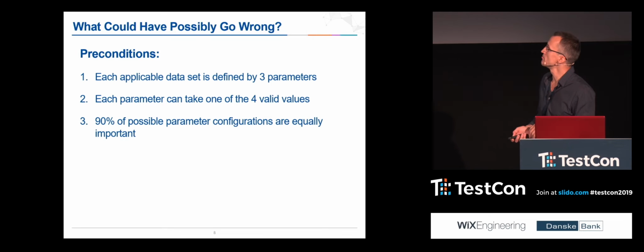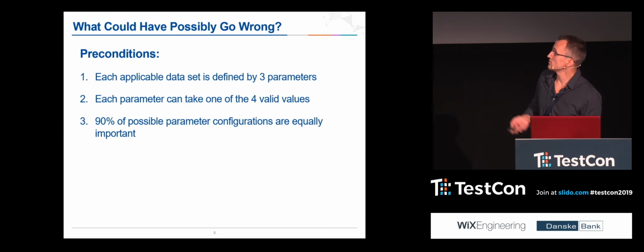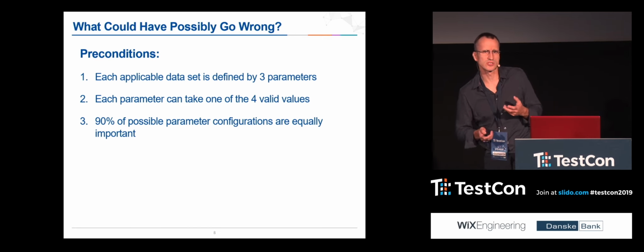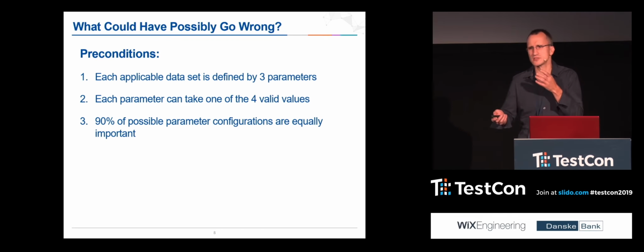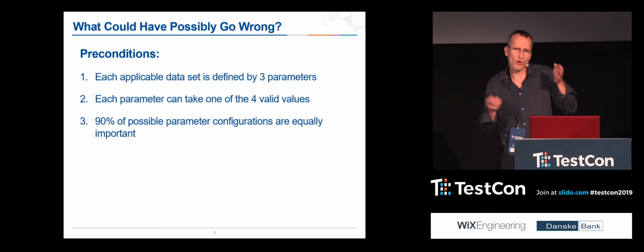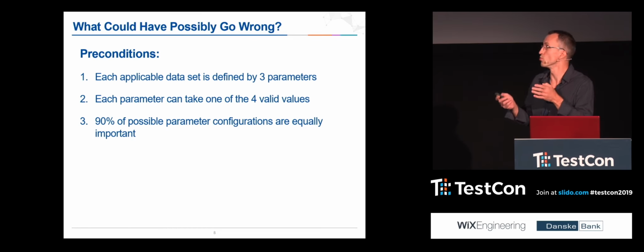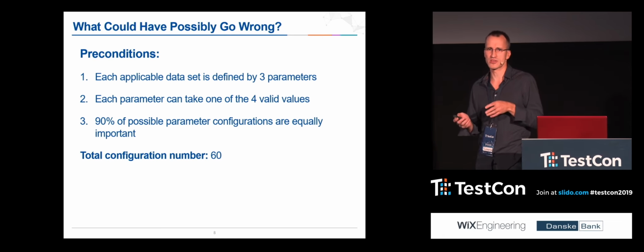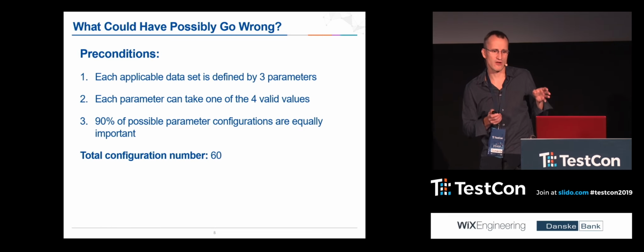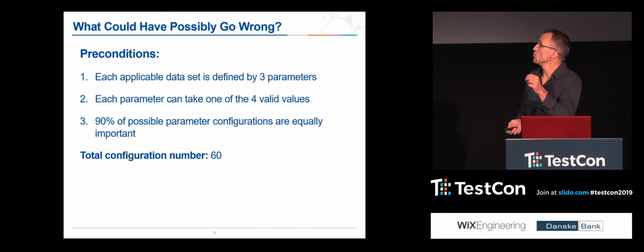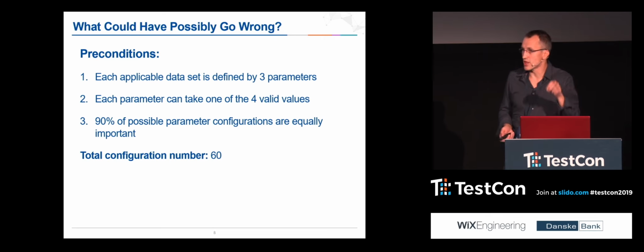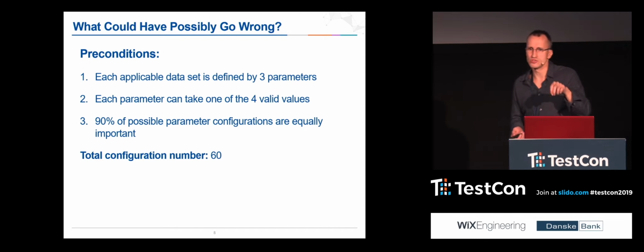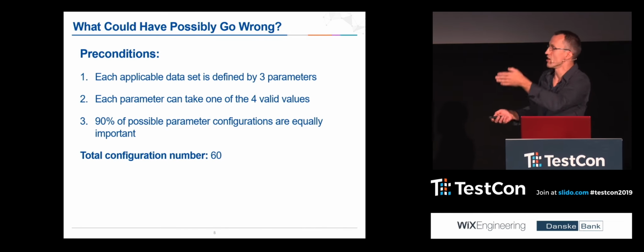So just by doing simple math, you can figure out that if 90% of possible configurations of these parameters are equally important to test, so we cannot just skip them, right? All this stuff is important and it should work. It would give us about 60 different combinations that we had to verify, right? And you would need to copy the same job 60 times, putting the proper parameters there, not forgetting to change stuff as you go, right?